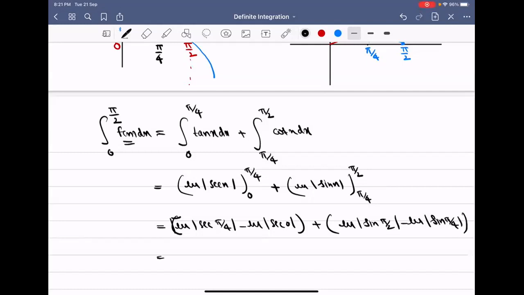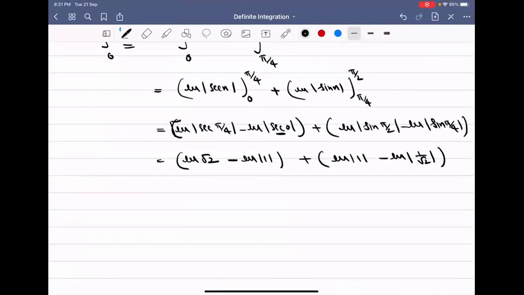That is equal to ln of secant 45, which is root 2, since cos 45 is 1 by root 2. This is ln root 2. Ln of secant 0 is ln 1. Plus ln of sin 90, which is ln 1, minus ln of sin 45, which is 1 by root 2. So this is ln of root 2, minus ln 1 which is 0, plus ln 1 which is 0, minus ln of 1 by root 2. Modulus is not required because it's a positive number.